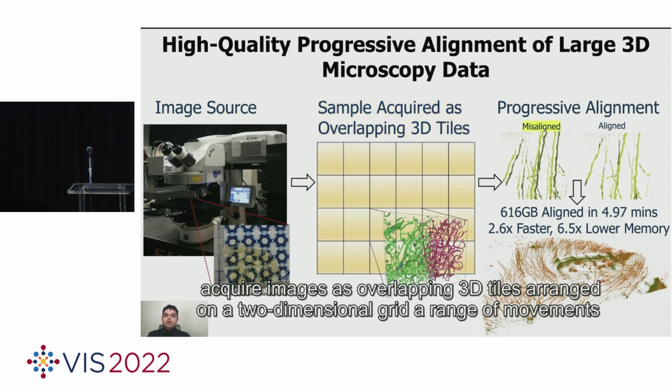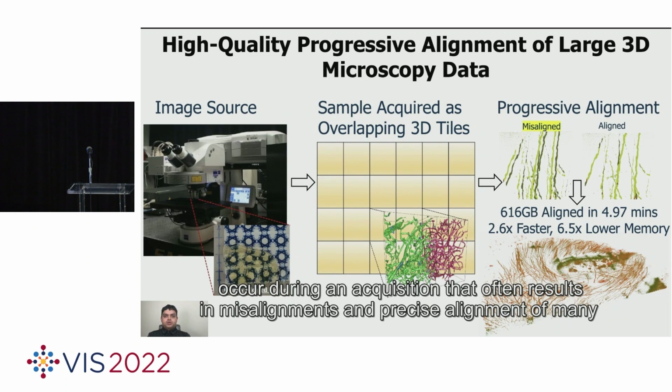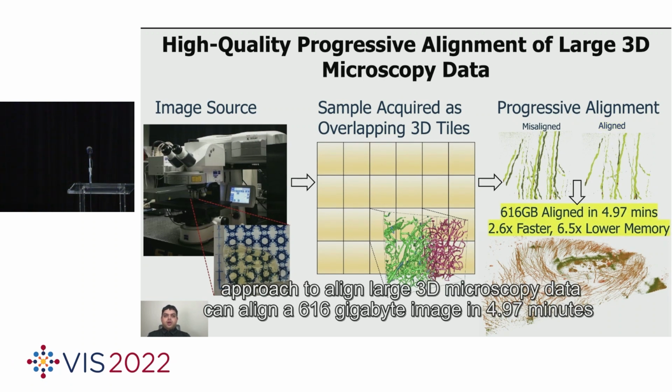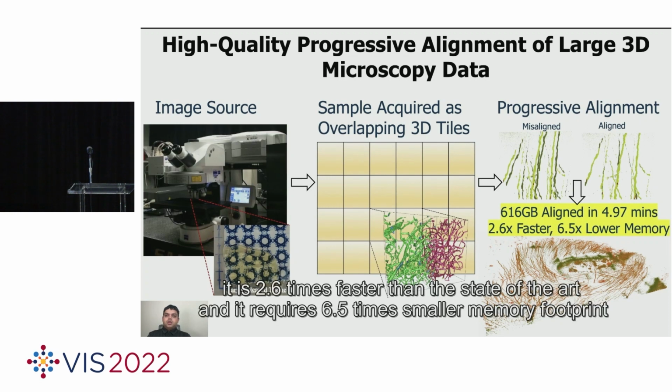A range of movements occur during an acquisition that often results in misalignments, and precise alignment of many overlapping 3D tiles is therefore required to reconstruct a 3D image. Our new progressive approach to align large 3D microscopy data can align a 616 gigabyte image in 4.97 minutes. It is 2.6 times faster than the state of the art, and it requires a 6.5 times smaller memory footprint.